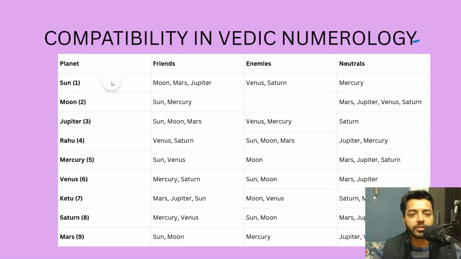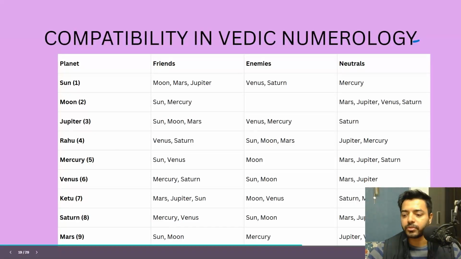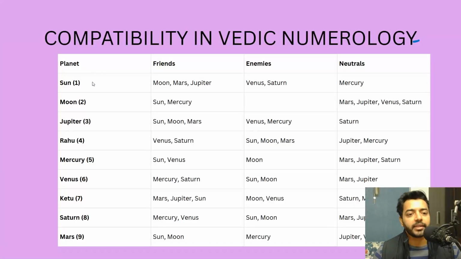Okay, so Sun, let's switch to the pen. Okay, now Sun, being the father, obviously likes the mother, right? Jupiter is always good to most of the planets. Jupiter is about the higher learning. It's about intellectual learning. It's about wisdom. So, let's say if Sun is the king, Jupiter is going to be his advisor. So, Sun will always like Jupiter.